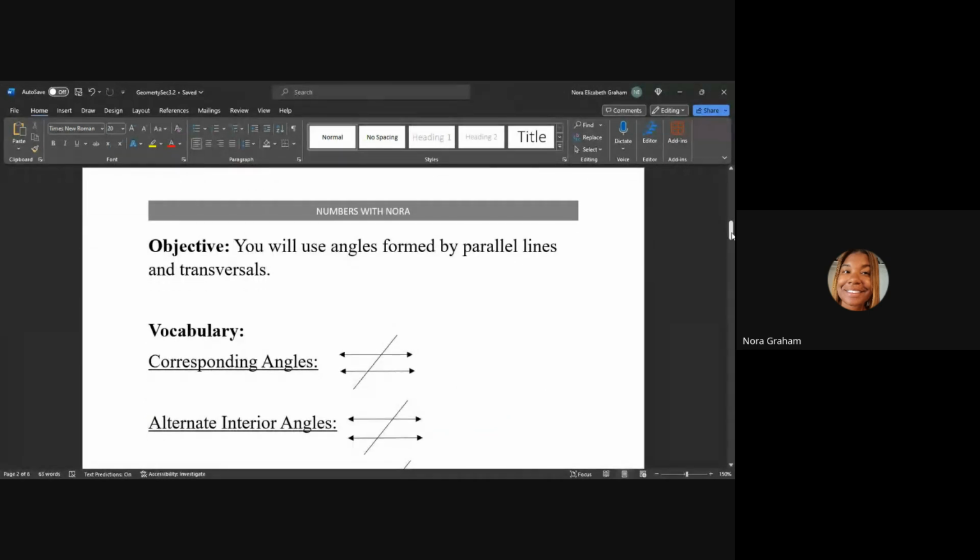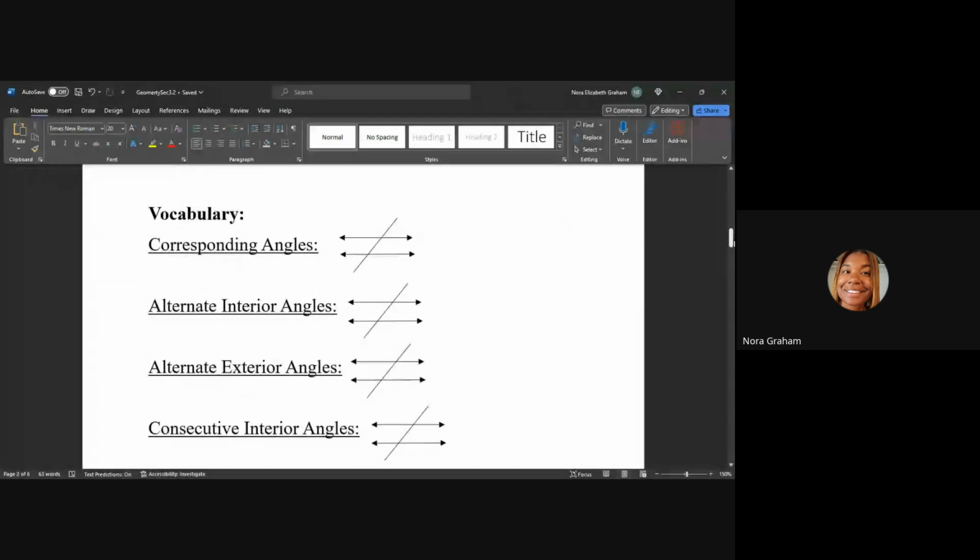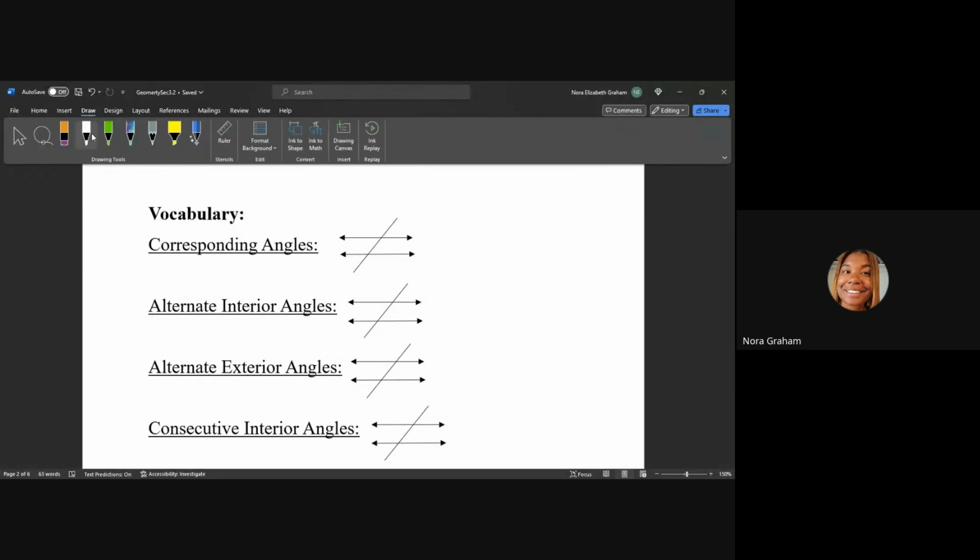So the objective of this lesson is we are going to be using angles formed by parallel lines and transversals and seeing the angles formed by them. So first, let's start with vocabulary. For these vocabulary words, it's better to see them visually versus words. So I'm going to draw out what each of these angles look like.